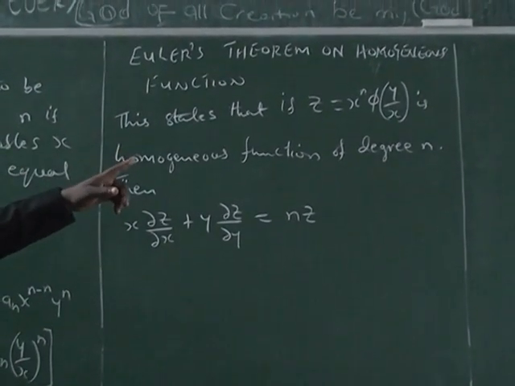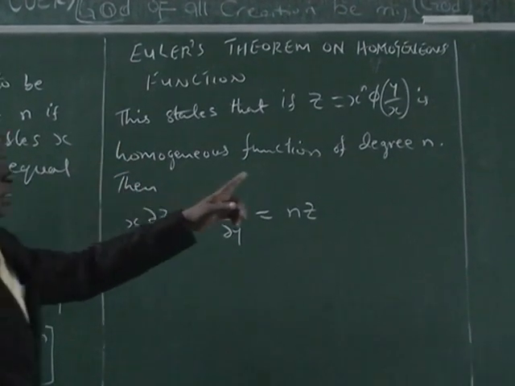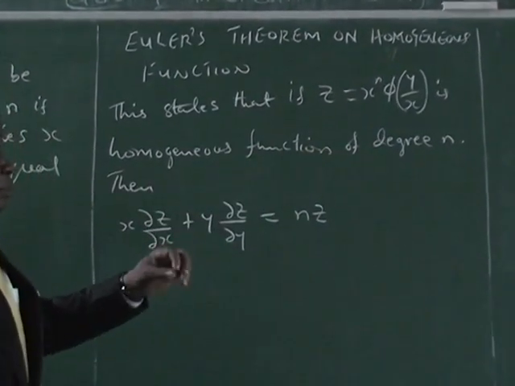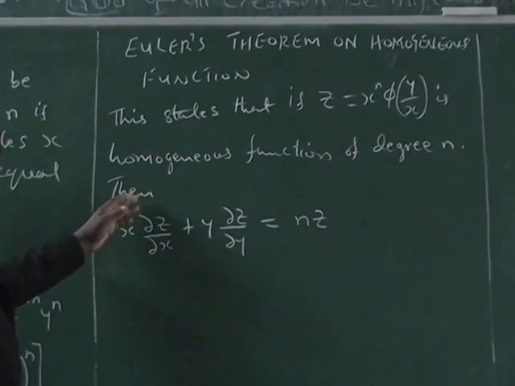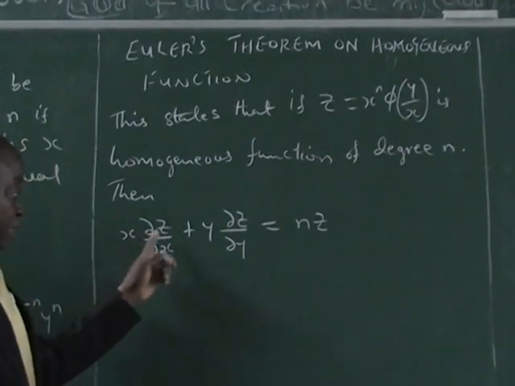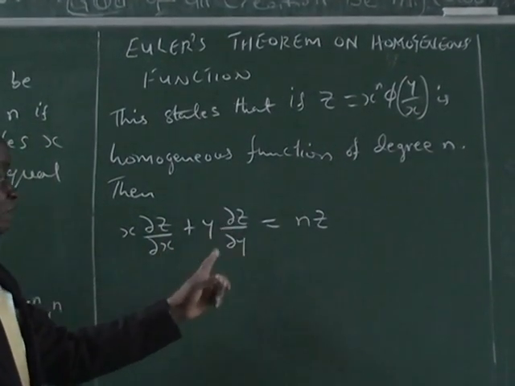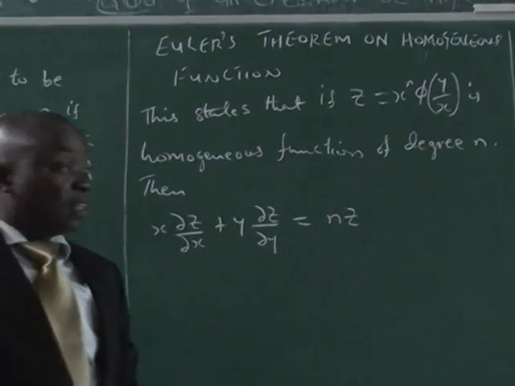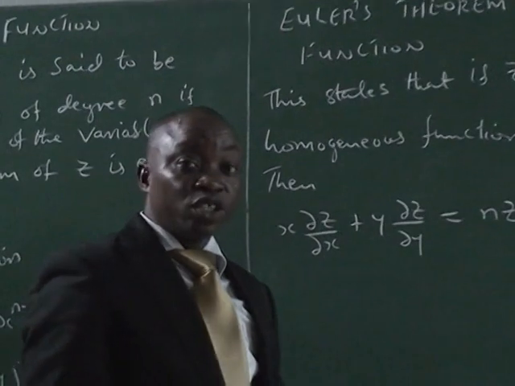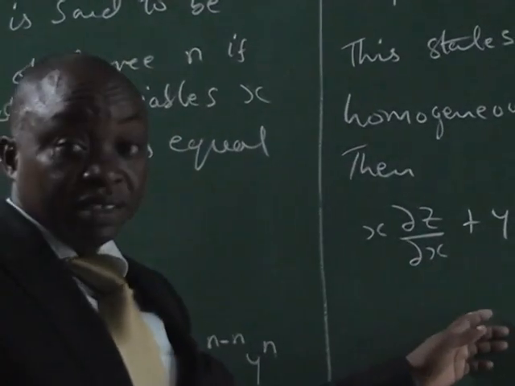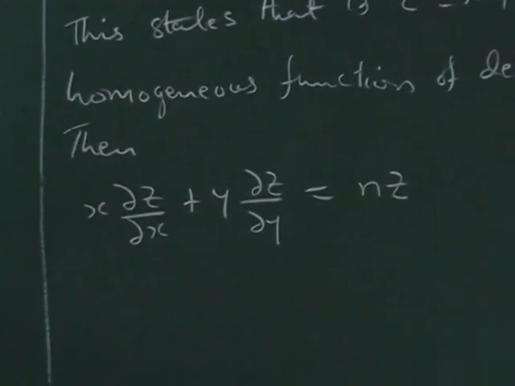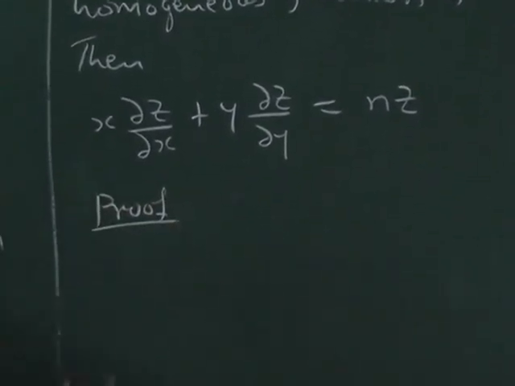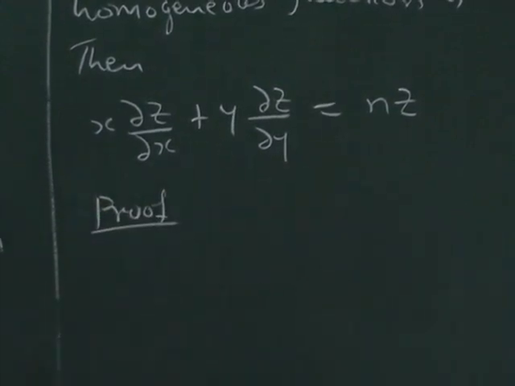That if z equals x raised to power n phi of y over x is a homogeneous function of degree n, then x partial z partial x plus y partial z partial y will be equal to nz. Now this theorem will be made clear when we take some examples. Let's look at the proof of this, whether it's true.